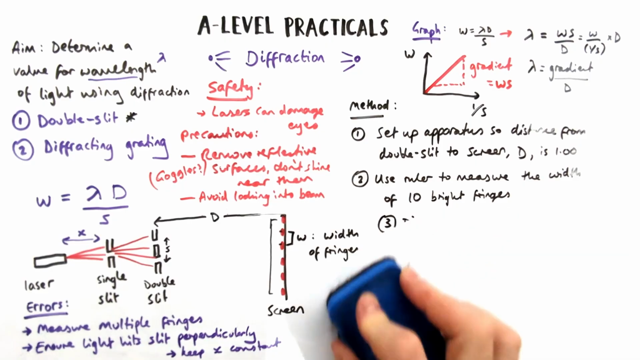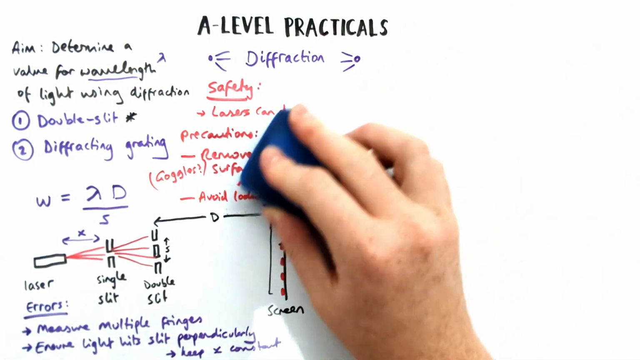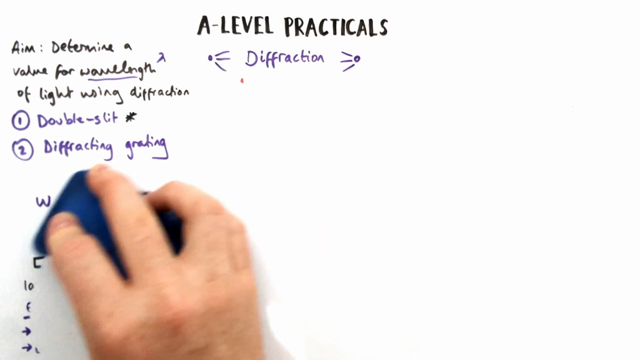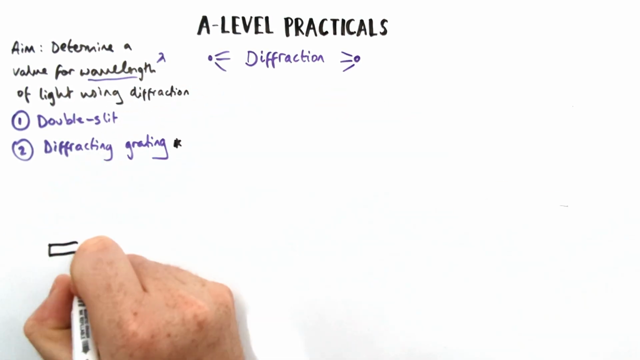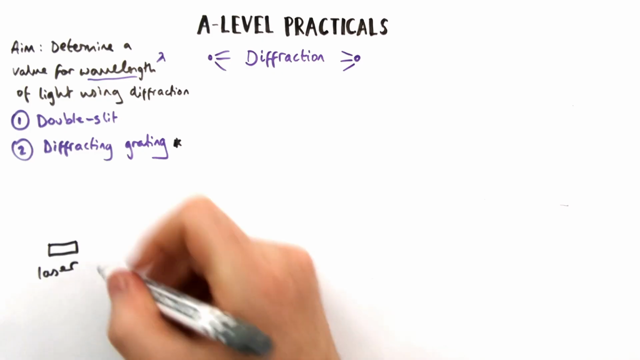So that's the double slit method for finding the wavelength. Next, let's look at how you could use a diffraction grating to find out the same thing. Now, with a diffraction grating, we're still demonstrating diffraction. It's still the same effect occurring.